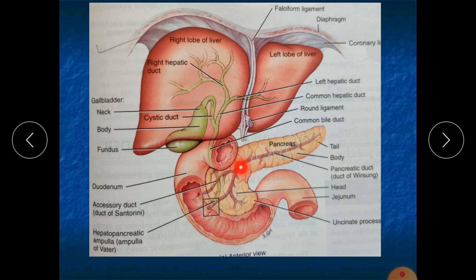This pancreas has pancreatic juice. It contains endocrine as well as exocrine secretions. This pancreas normally has basic secretions. It is alkaline. It has an alkaline pH.